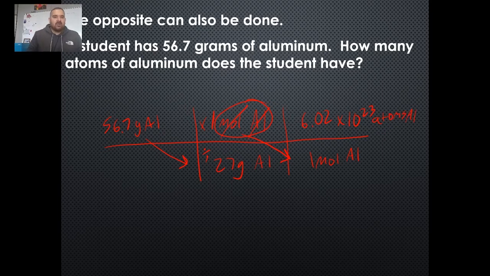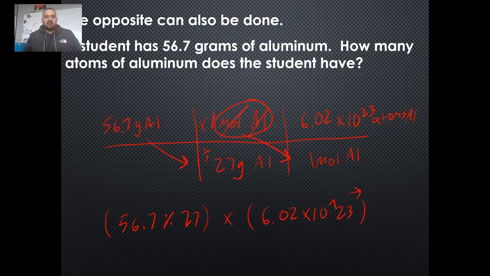So the equation that you're going to plug into your calculator should look like this. Open parentheses, 56.7, division sign, 27, close parentheses, and then we're going to multiply, open parentheses, 6.02 times 10, caret 23, forward arrow, close parentheses. So if you haven't plugged it into the calculator yet, let's do it right now. Let's see if we can get the same answer.